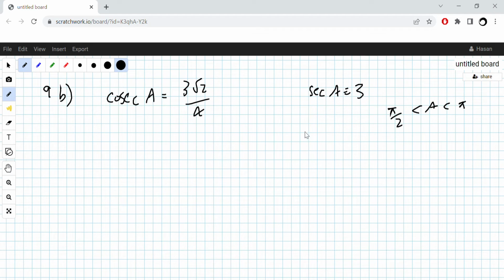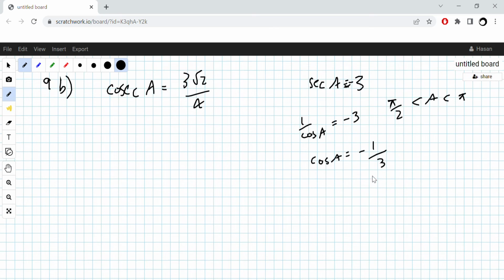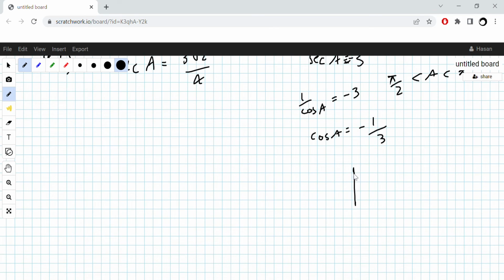Sec A is the same as 1 over cos A. This should be minus 3. So 1 over cos A equals minus 3, so cos A equals minus 1 over 3. Therefore, when we do our triangle, A is here, it should be 1, 3, and 2 root 2 over here using Pythagoras.